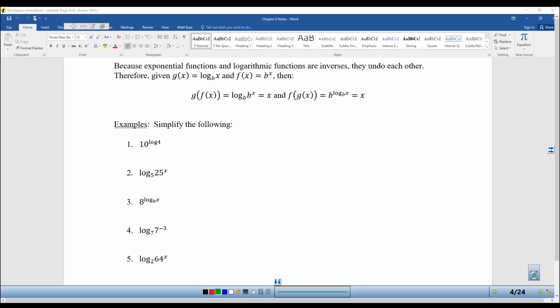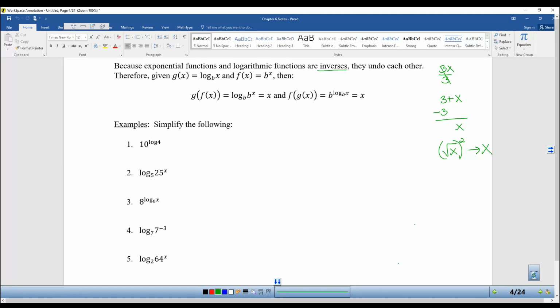Because exponential functions and logarithmic functions are inverses of each other, they undo each other. So think about it like this. If you have multiplication, the inverse operation is division. So if you divide by 3, you're left with just x. The inverse operation of addition is subtraction. So if I subtract 3, I'm left with just x. The inverse operation of a square root is a square. So if I square it, I'm left with just x.